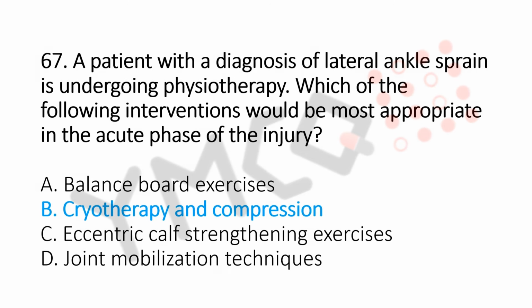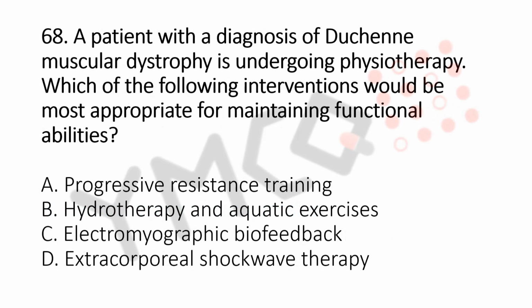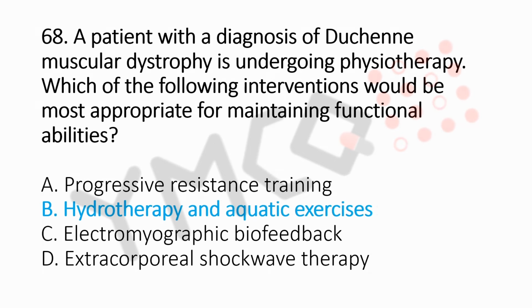Now let's move to question number 68. A patient with a diagnosis of Duchenne's muscular dystrophy is undergoing physiotherapy. Which of the following interventions would be the most appropriate for maintaining functional ability? Option A, progressive resistance training. Option B, hydrotherapy and aquatic exercises. Option C, electromyographic biofeedback. Option D, extracorporeal shockwave therapy. And the answer is option B, hydrotherapy and aquatic exercises.